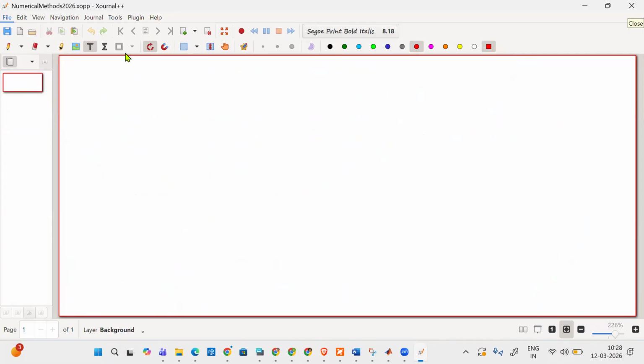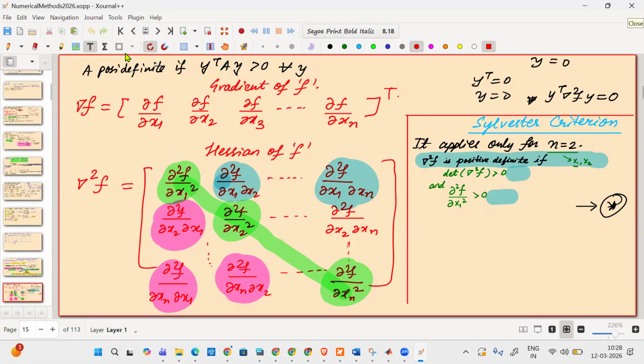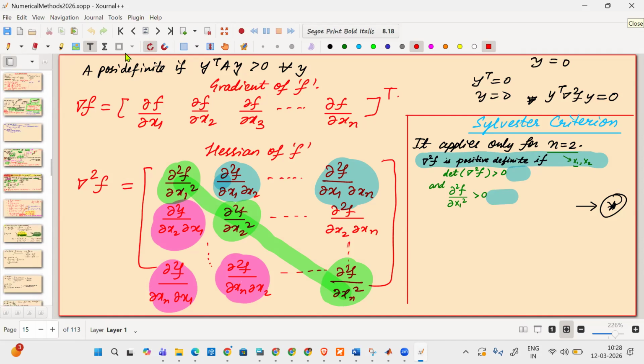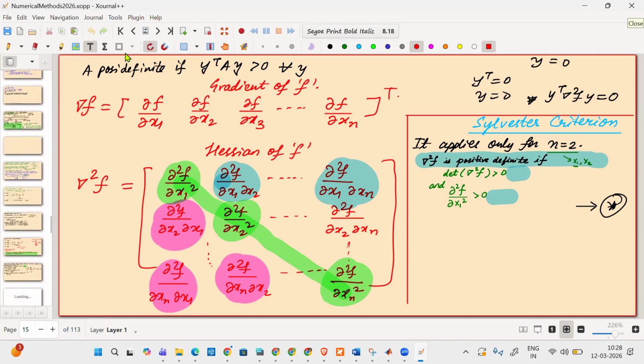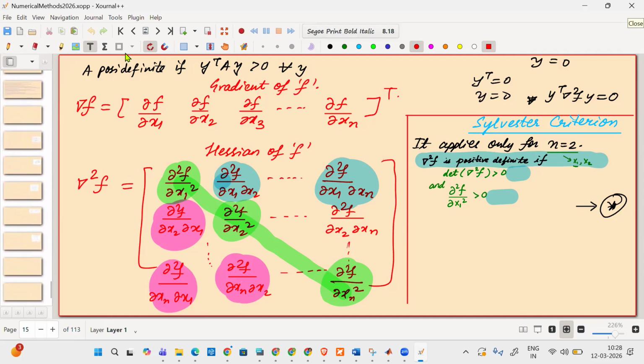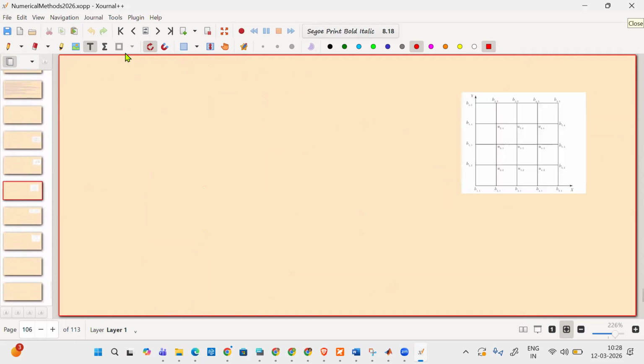Actually it will look like a very fine grid. Let me go back to our solution over here.